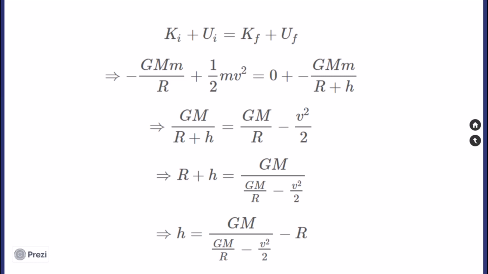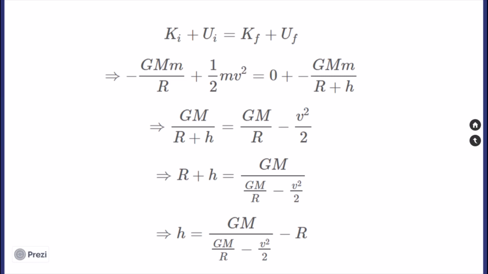In the first step, we will substitute the values of K and U, which is half mv square and minus GMm upon r. In the gravitational potential energy, G stands for the gravitational constant, lowercase m stands for the mass of the projected body, R stands for the radius of Earth, and uppercase M stands for the mass of Earth. In the next step, we will change the sides of the term to make the equation positive.